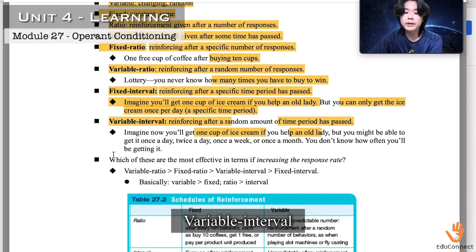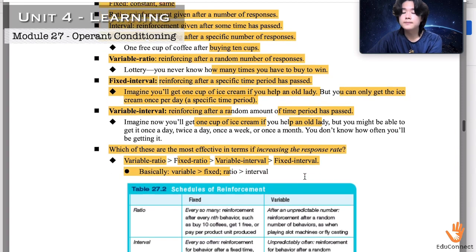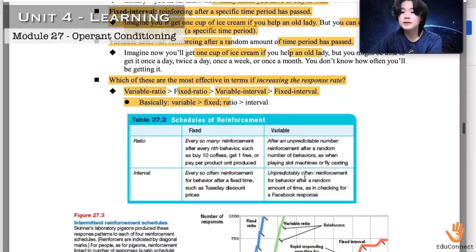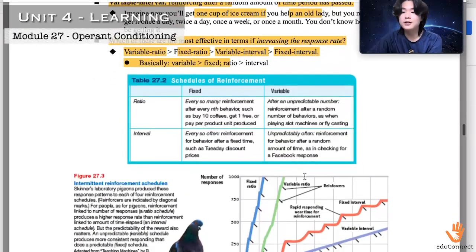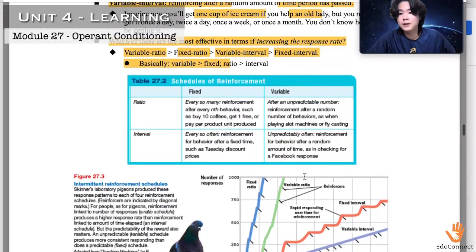So, the big question here: which of these are the most effective in terms of increasing the response rate, stimulating these behaviors? The variable ratio is the biggest in chance, followed by fixed ratio, and variable interval, followed by fixed interval. Basically, variable has a higher chance than fixed, and ratio has a higher chance than interval. You need to memorize these to explain it well on the FRQ and the MCQs in these tests.